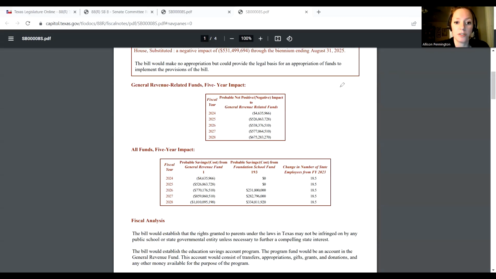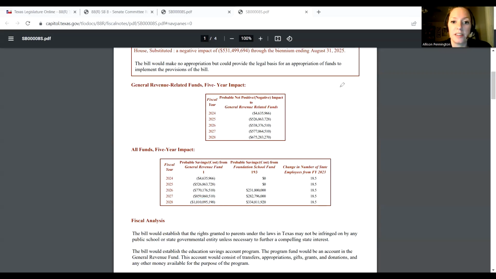If you jump down to the next box, you see this broken down a little bit more. So this column right here is probable cost from the general revenue fund. You'll see these numbers are even larger than what we see up above because these are the actual costs of the program. So you can see, again, starting with about $500 million in 2025, and then actually ballooning up over $1 billion down here in 2028.